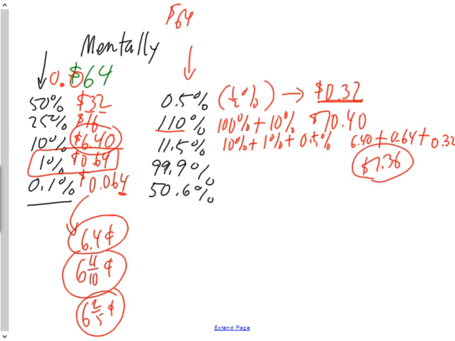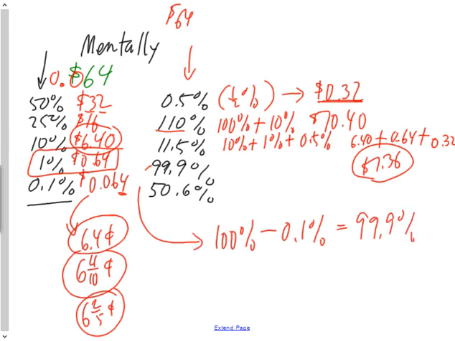Now, 99.9%. There are two ways to do it. You could take 50% and 25% and a 10% and a 10% and a 1% and a 1% and a 1%, and then a tenth of a percent and a tenth of a percent and a tenth of a percent and a tenth of a percent. Or the simpler way would be to take 100% and subtract a tenth of a percent, and that would equal 99.9%. So take all of it and subtract a tenth of a percent, and you will get your answer.